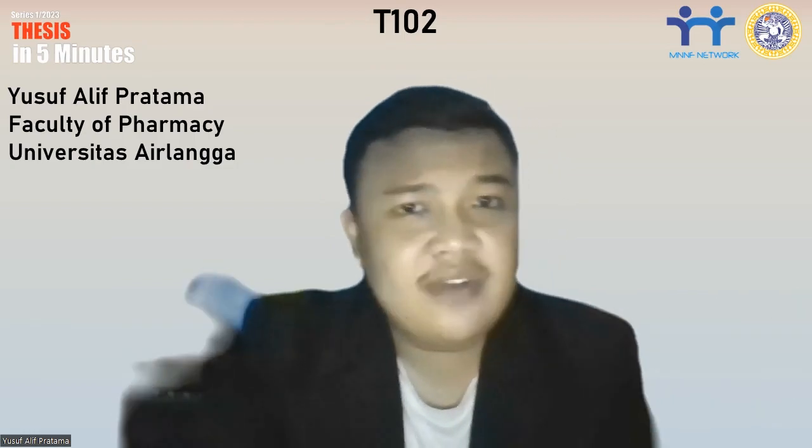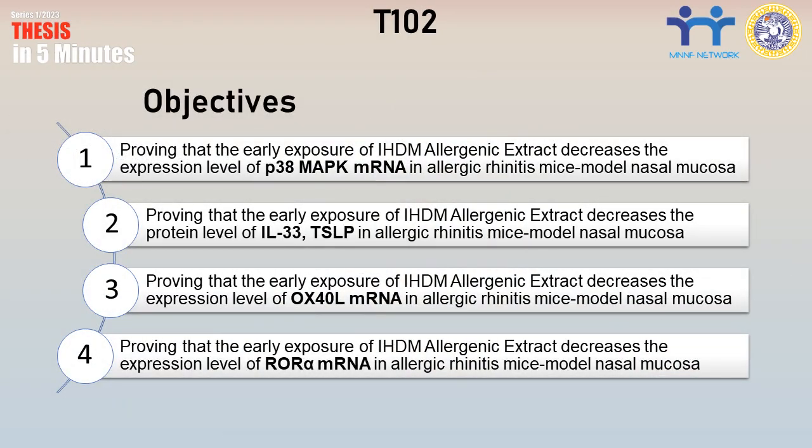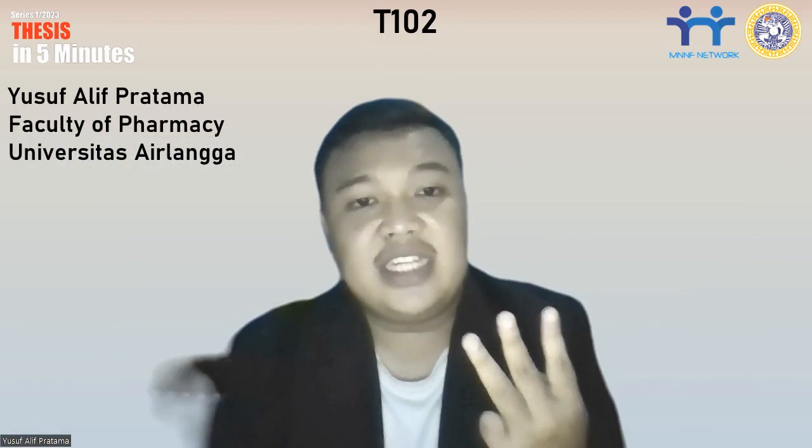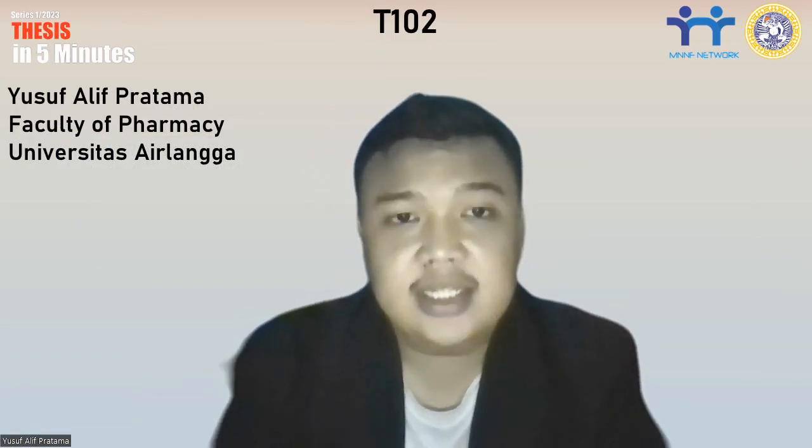Then, the objective of this research is to prove that the early exposure of allergenic extract will decrease the expression level of interleukin-5 mRNA, the protein level of interleukin-33 and TSLP, the OX40 ligand mRNA expression level, and Rho-alpha mRNA expression level. Now, I will present the method of this research.